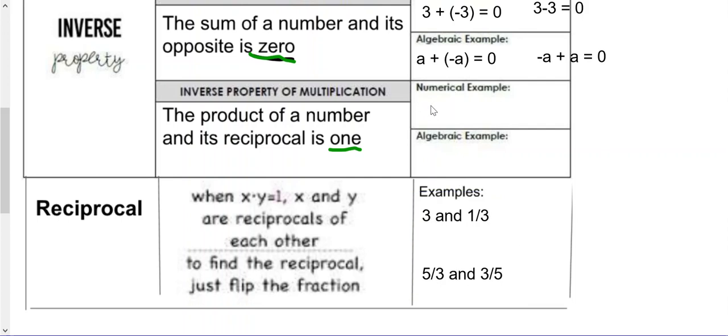So let's go through the numerical example. If we have 5 times 1/5, that would be 5 over 5, or just 1. So this is where you need to know how to multiply. And then algebraically, it'd be a times 1 over a equaling 1. So what can you multiply to get 1 for the inverse property of multiplication? What can you add to get 0 for the inverse property of addition?